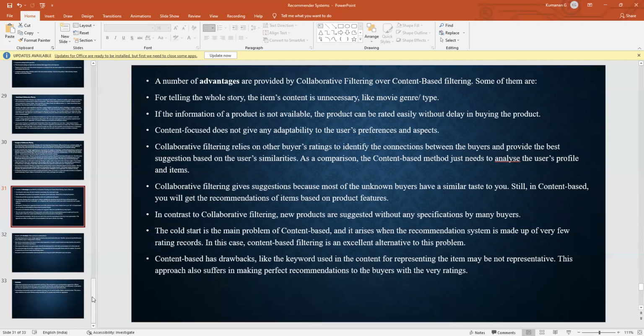The cold start is the main problem of collaborative filtering, and it arises when the recommendation system is made up of very few rating records. In this case, content-based filtering is an excellent alternative to this problem.